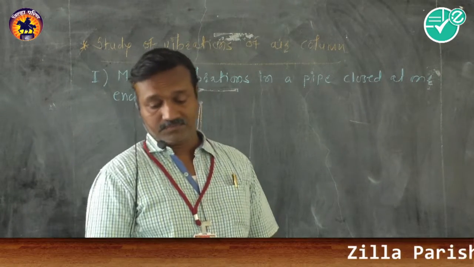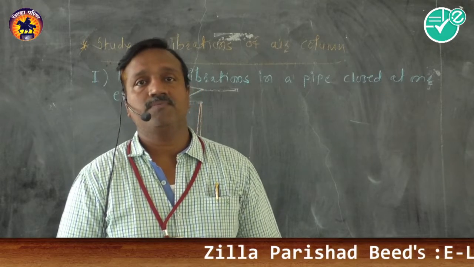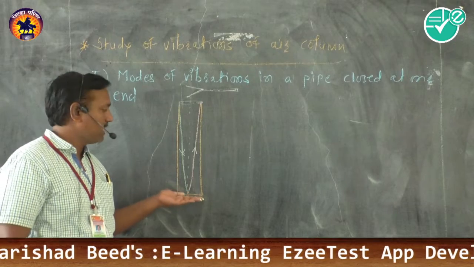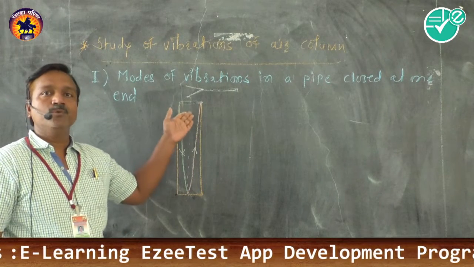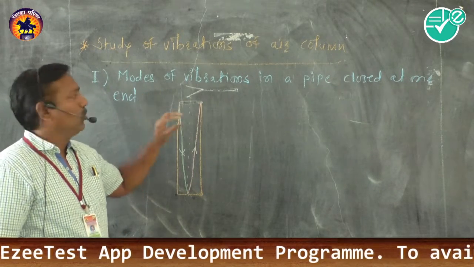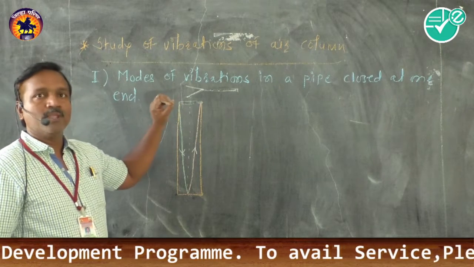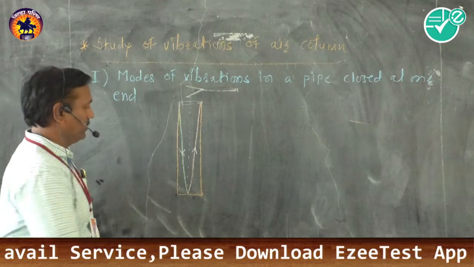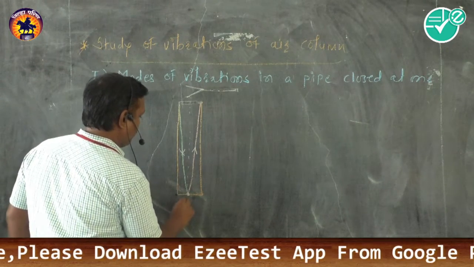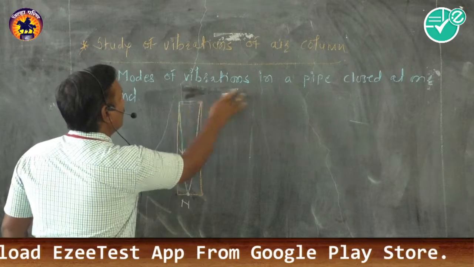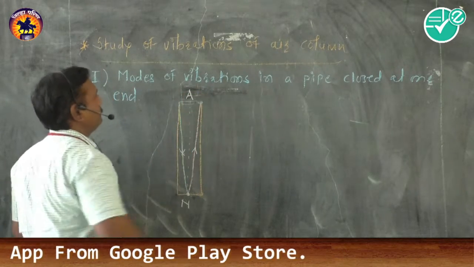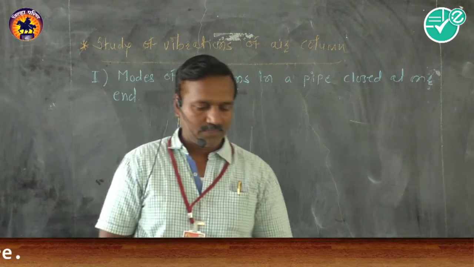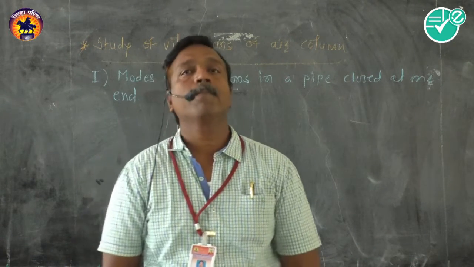So what happens? The boundary conditions must be satisfied. What is the boundary condition? A node must be formed at the closed end, whereas an antinode must be formed at the open end. Openings mean that there is much more freedom for the particles of the medium. Therefore, the boundary condition is satisfied. There is a node and there is an antinode. Open end contains antinode, closed end contains node. Now again, we are going to see.